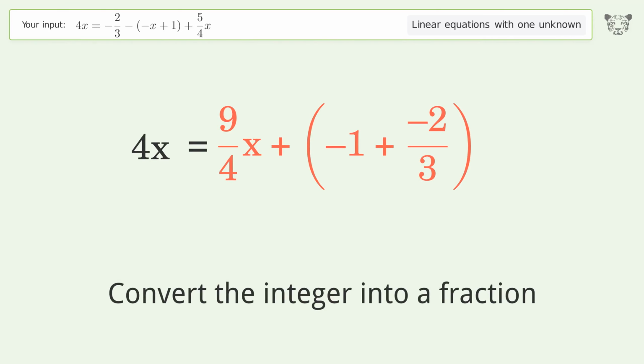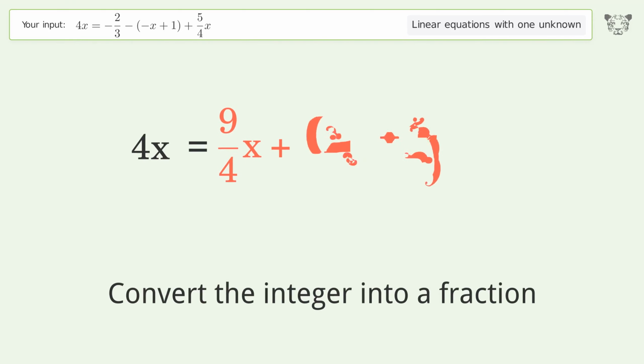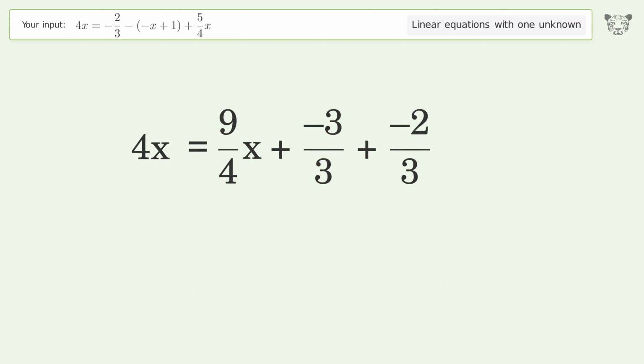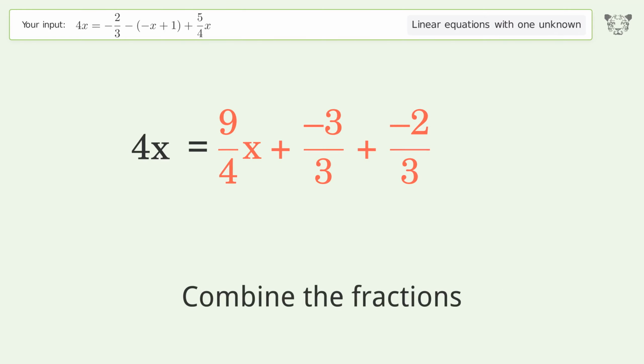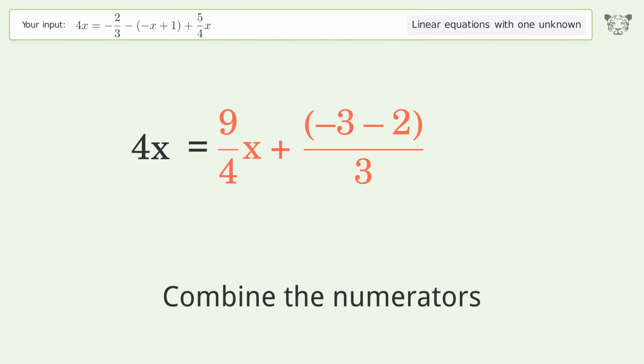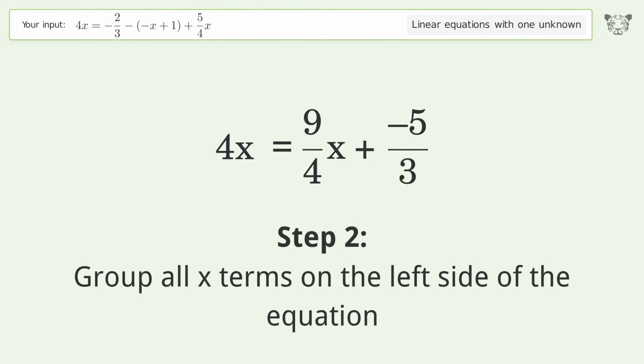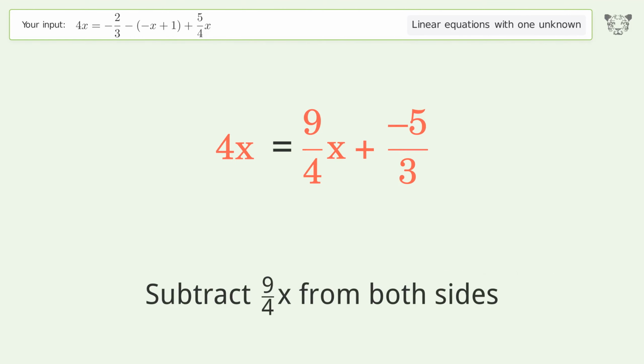Convert the integer into a fraction. Combine the fractions. Combine the numerators. Group all x terms on the left side of the equation. Subtract 9/4x from both sides.